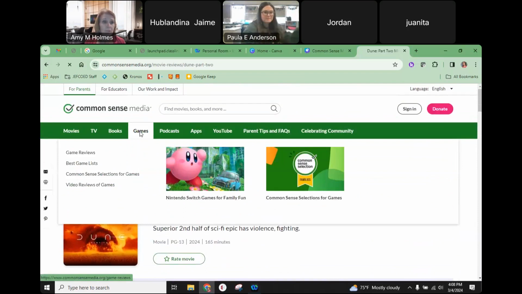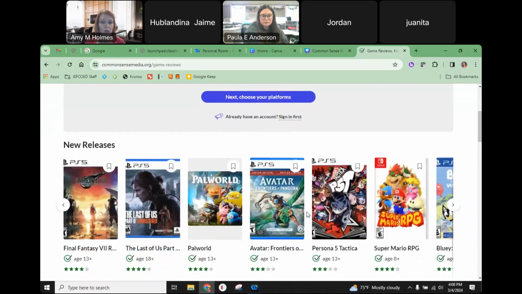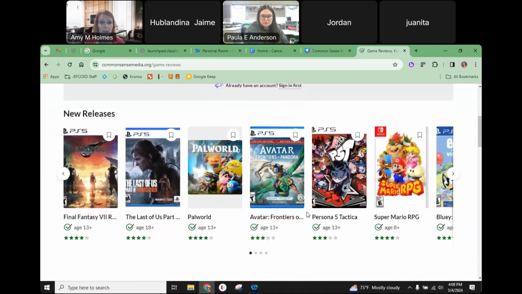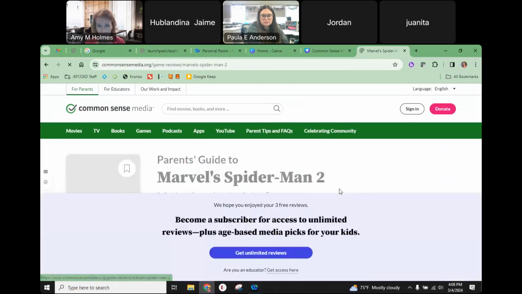So let's go look at games, for example. You can put in your kid's age here if you want to. You can scan for a game if you would rather. Okay, say, hey, my kid loves Superman. They always want to talk about Superman, and Superman's great, but is this particular game appropriate for your student?